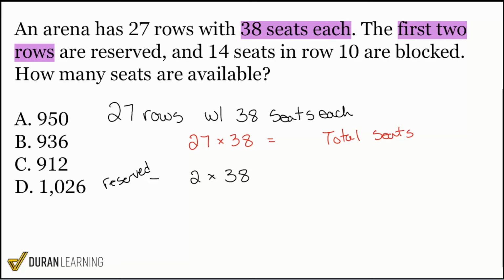But think about how we can manipulate this to save time. Everybody, quick question. If we are doing 27 times 38, and then we're taking away 2 times 38, how many times are we actually multiplying 38 by? Yeah, think about it. If you have 27 rows of 38 and 2 of those rows are unavailable, that means you have 25 rows by 38 that are available.